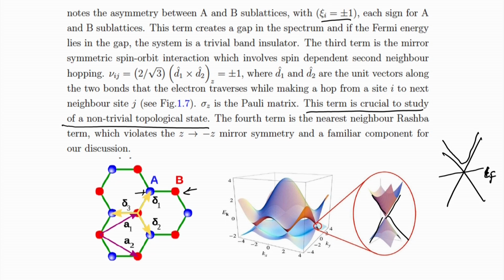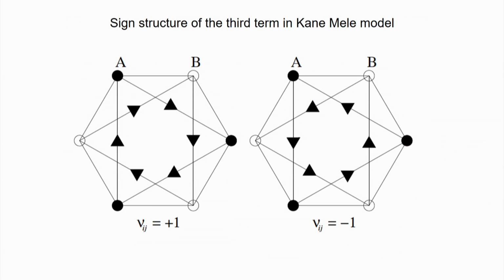The fourth term is the nearest neighbor Rashba term, which violates the z going to minus z mirror symmetry and is a familiar component for our discussion. So, the third term is important. So, this is that intrinsic spin orbit coupling.